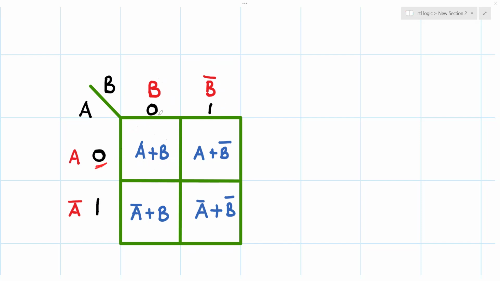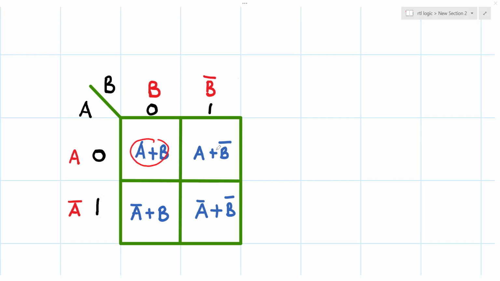So when you have A and B both 0, you simply write in this cell the term A or B. Then here you see that A is 0, but because here B has value 1, you write A or B bar. In this cell, you can see that A has a complementary form, which is 1. Therefore, you'll write A bar or B. B is 0 here. And finally, you see A bar and B bar, so therefore, you write A bar or B bar.